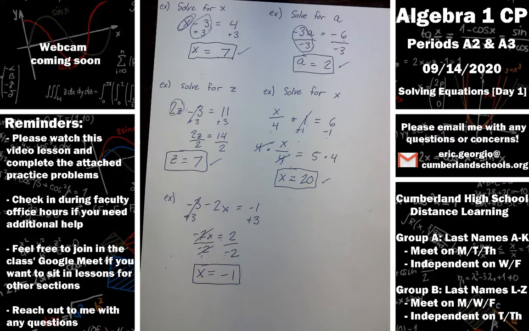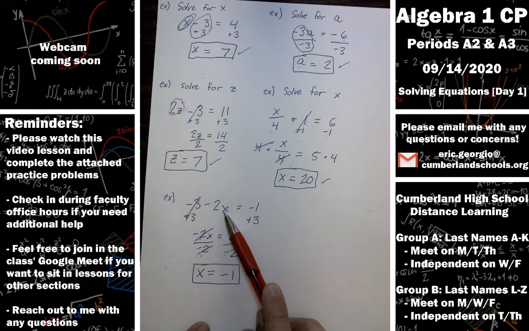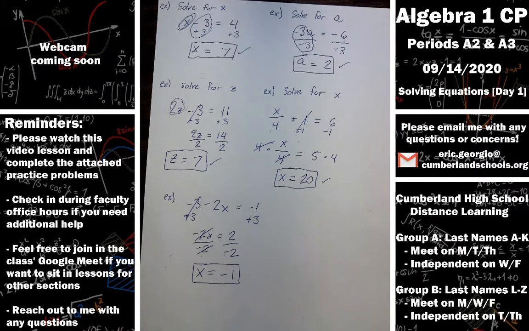Okie doke. Notice you could always go back and check your work. Take the negative 1, plug it in. Negative 2 times negative 1 is positive 2. Minus 3 is negative 1. Notice the order of operations, right? I did the multiply first, and then add the negative 3. Bam, we get negative 1.